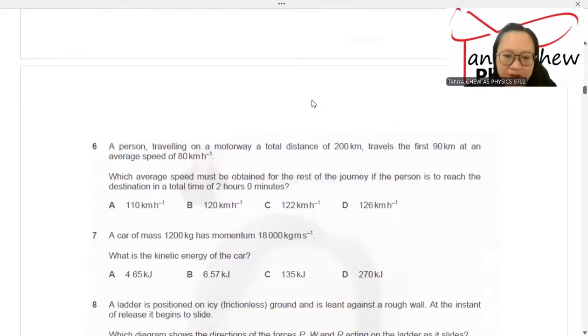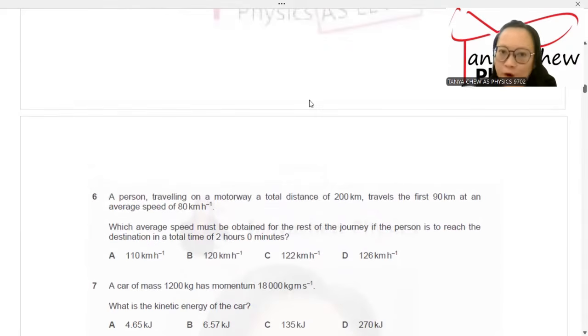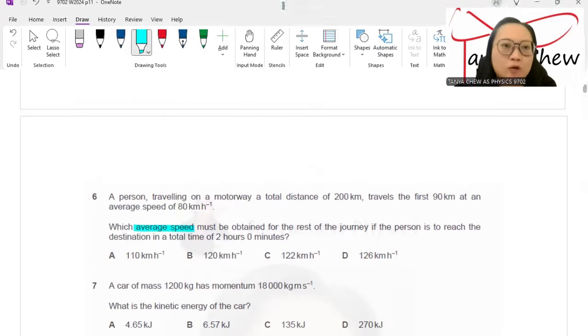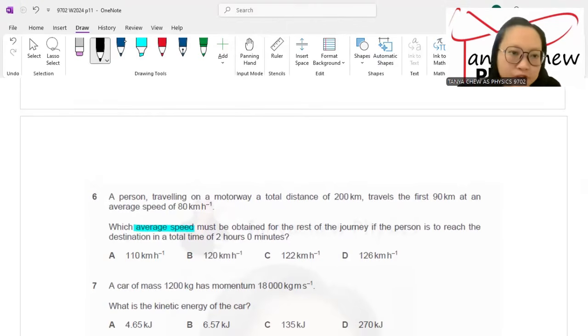Now, question number 6. A person traveling on a motorway has a total distance of 200 kilometers, travels the first 90 kilometers at an average speed of 80 kilometers per hour. Which average speed must be obtained for the rest of the journey if the person is to reach the destination in total time of 2 hours, 0 minutes? Now, first of all, before we start doing anything, check for the hint. The hint is about average speed. So we have to recall the formula of the average speed.